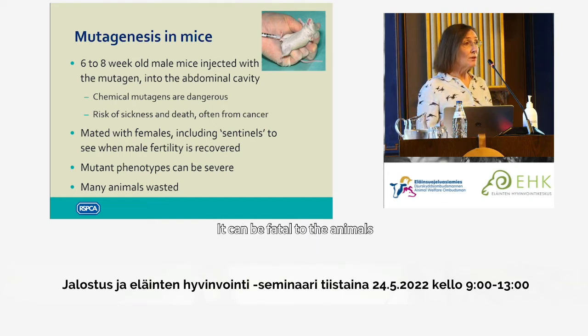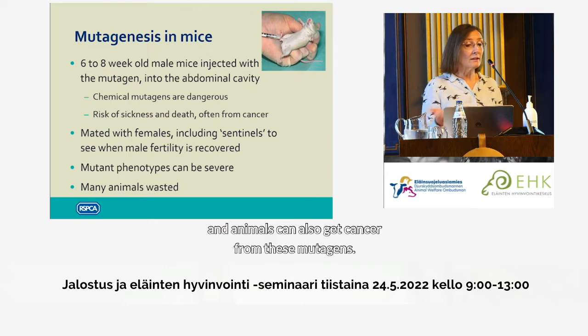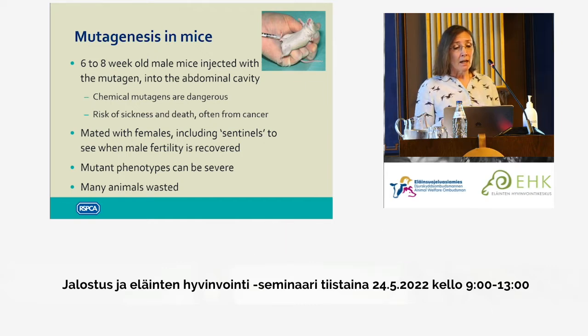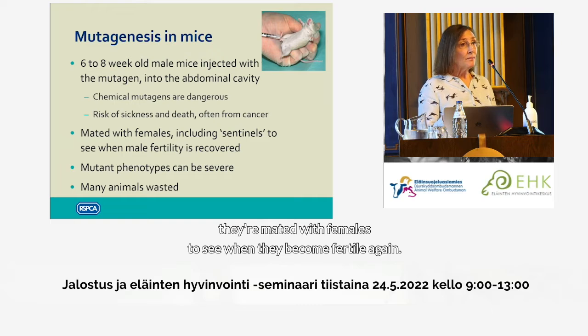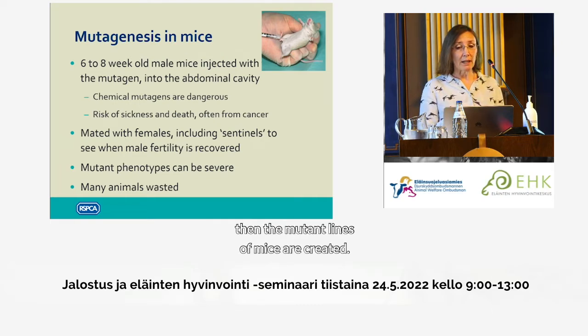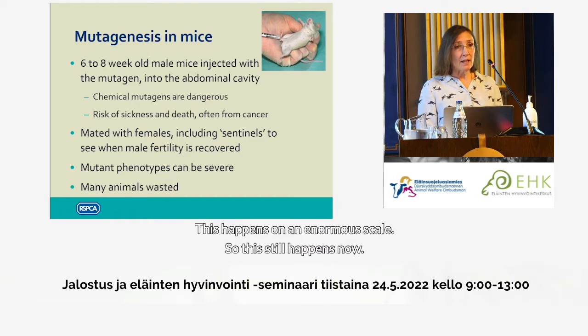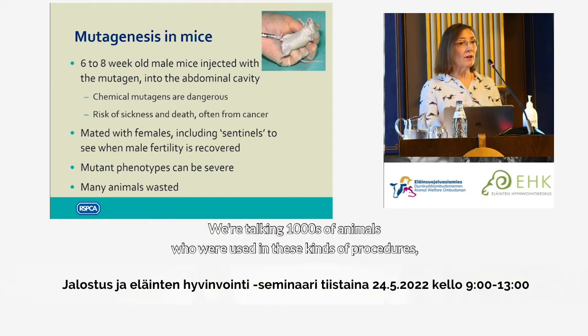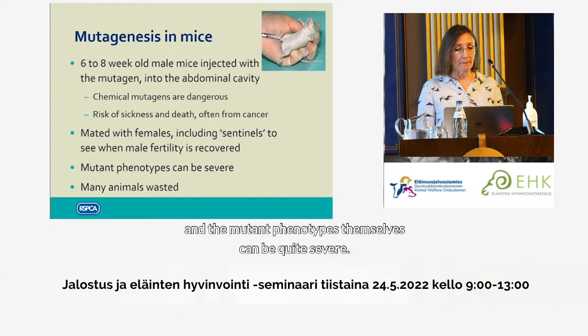It can be fatal to the animals, and animals can also get cancer from these mutagens. They're mated with females to see when they become fertile again, and then when the females begin to get pregnant, then the mutant lines of mice are created. This happens on an enormous scale, so this still happens now. We're talking thousands of animals who are used in these kinds of procedures, and the mutant phenotypes themselves can be quite severe.